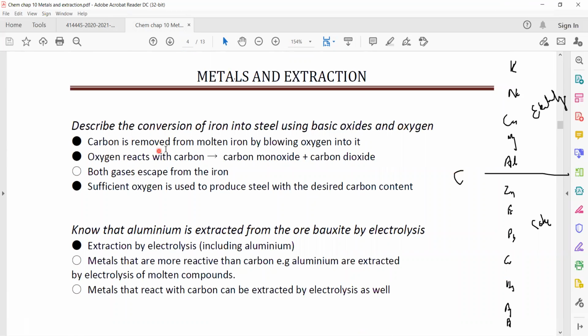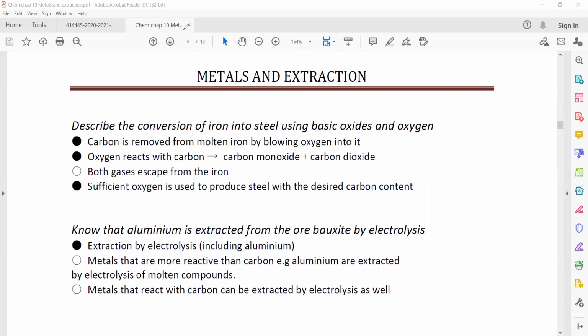Carbon is removed from the molten iron by blowing oxygen, because carbon reacts with oxygen to give carbon dioxide, or carbon monoxide, and both gases escape from the iron. Sufficient oxygen is used to produce steel of the desired carbon content. And how do we remove impurities? Acidic impurities are removed by using a basic oxide, which is calcium oxide. Calcium oxide reacts with the acidic impurities and removes them from the mixture.